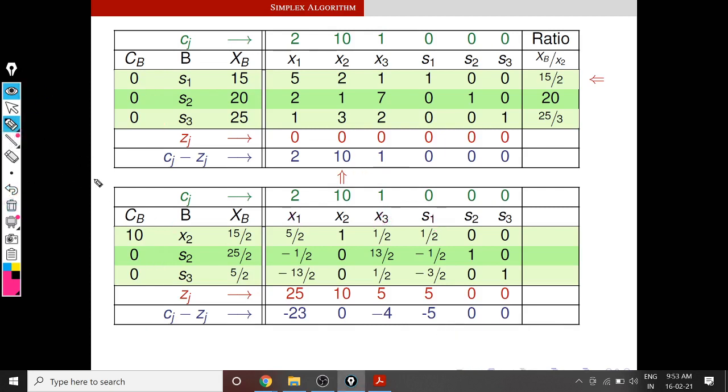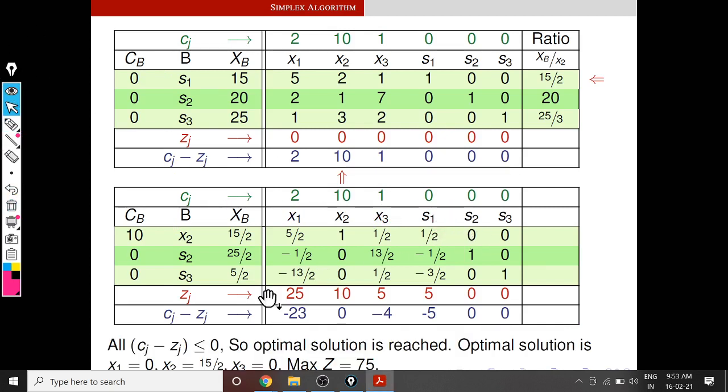Let me quickly show you a problem, because this may cause some confusion. If all the zj minus cj's are less than or equal to 0, the optimum solution is reached. Optimum solution is x1 equal to 0, x2 equal to 15/2, x3 equal to 0, and the maximum value of z is equal to 75 at this point.